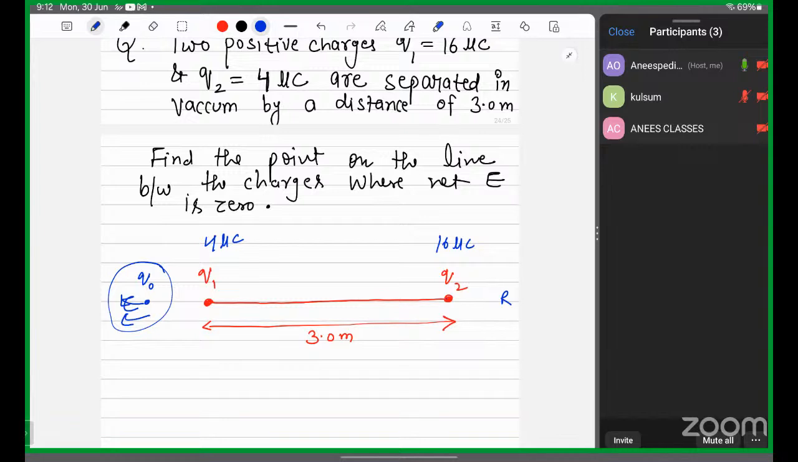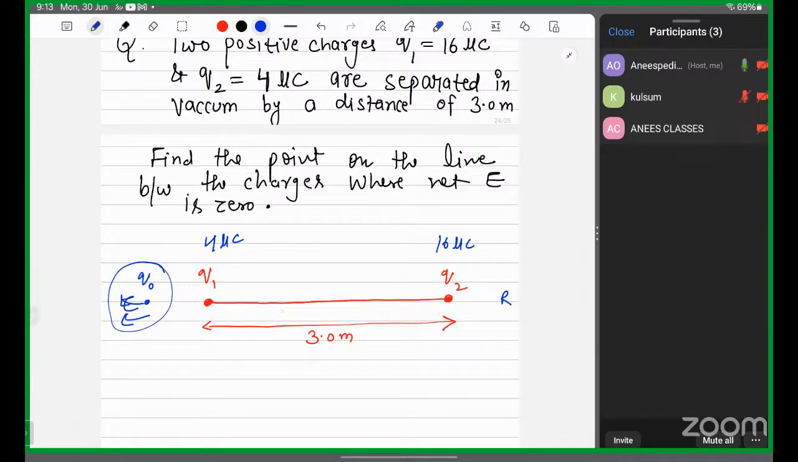Now the question, I'm not calculating, just asking in general: near which charge will you get E equal to 0, Q1 or Q2? Q1, the 4 microcoulomb charge. Why is it so? Because 16 microcoulomb is the bigger magnitude, and due to that it will give a strong force in the nearby region of Q2. So if you want to decrease its effect, we have to select a point which is far from Q2.